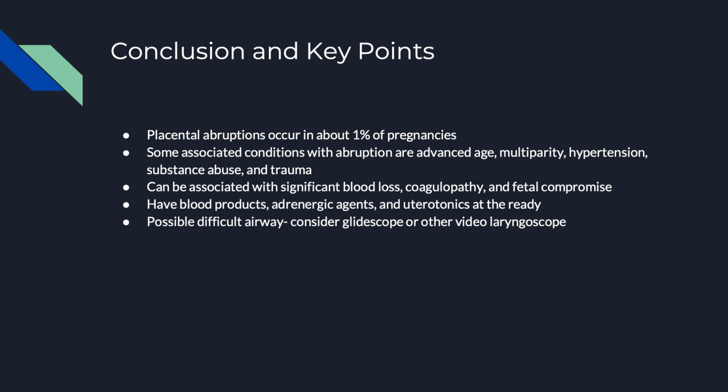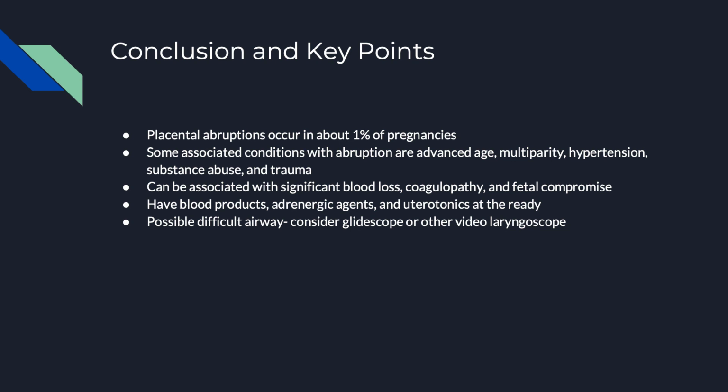A placental abruption occurs in approximately 1% of pregnancies, and there are certain conditions that are associated with an increased risk of abruptions. These are going to be age, multiparity, hypertension, substance abuse, smoking, and trauma. While placental abruptions can be minor and still be associated with a vaginal delivery of healthy babies, they can also lead to significant blood loss and coagulopathy, as well as fetal demise.